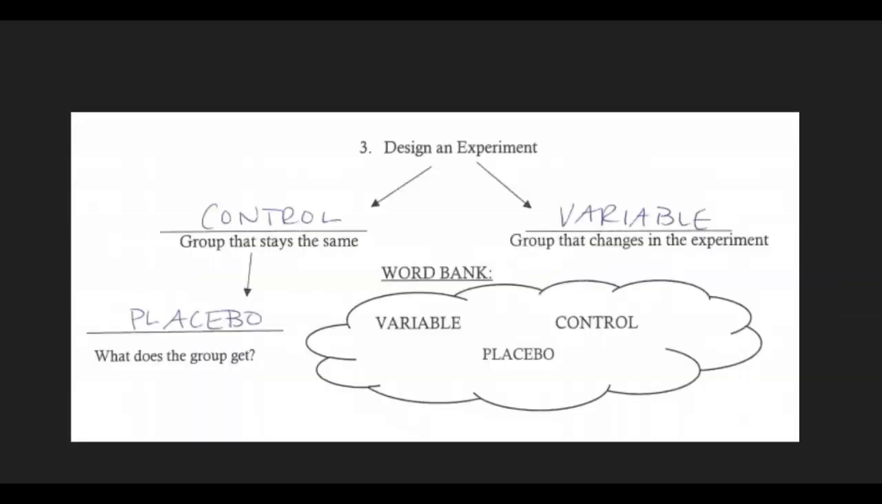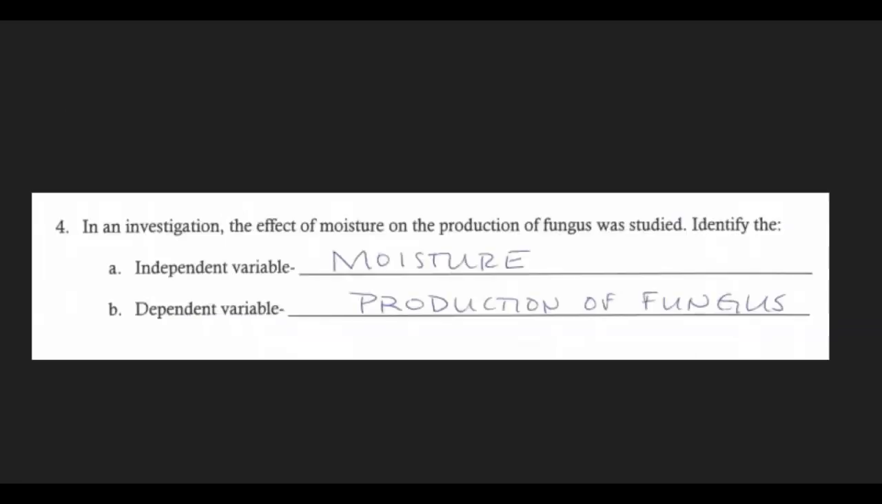When you design an experiment, there are 2 different things that you need. You need to have a control group that stays the same. You need to have a variable group that changes in the experiment. The final thing that you need in the control group is the placebo. So you have to answer the question, what does the group get? The group gets the placebo.